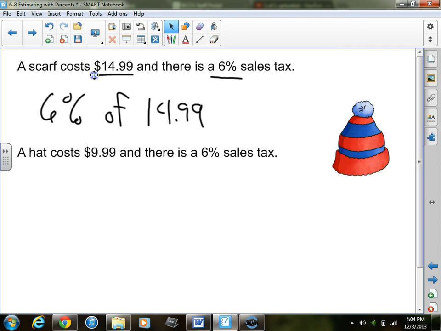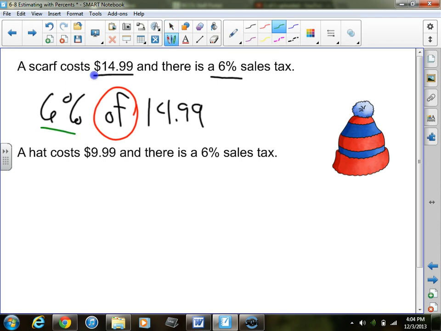Now you see, I use the word "of." I'm hoping one of your previous teachers mentioned this fact, but the word "of," when we're talking about math, means to multiply. So when you see something of something else, that means we're actually going to be multiplying. So the operation is very, very simple. I just need to find 6% of $14.99.